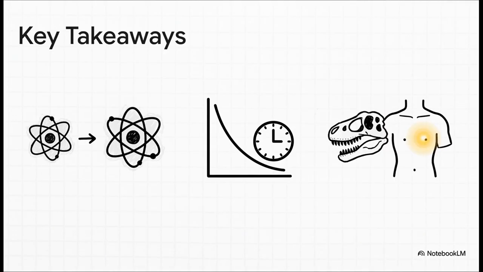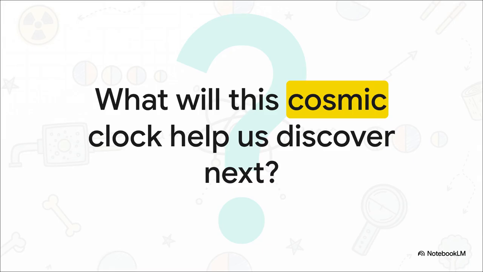Okay, so let's just pull this all together. What are the big takeaways? First, radioactive decay is just nature's way of letting an unstable atom settle down and get stable. Second, the half-life of any isotope is an incredibly reliable, constant clock. And third, we figured out how to use this amazing clock to do everything from dating the ancient past to diagnosing diseases in the here and now. When you think about it, it's this one single process that connects the immense age of our planet to the tiniest functions inside our own bodies.